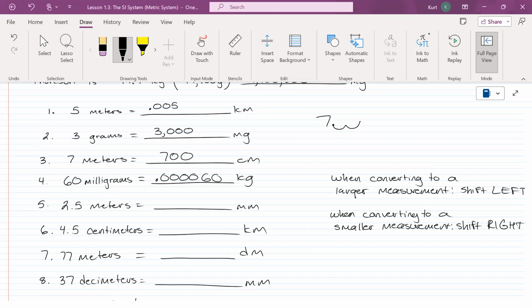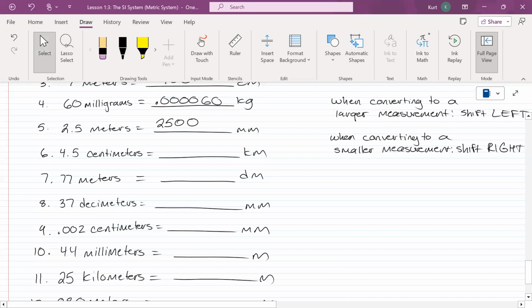2.5 meters to millimeters. A millimeter is smaller, so you'll be shifting to the right. A millimeter is 1,000 times smaller than a meter, so you need to shift the decimal 3 times to the right. So 2,500.